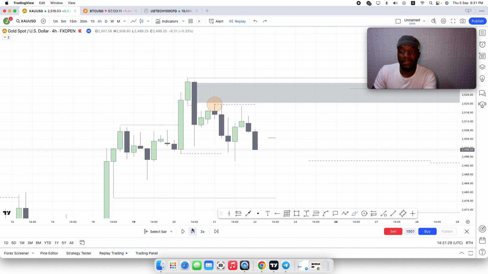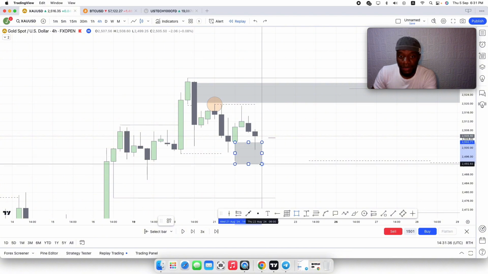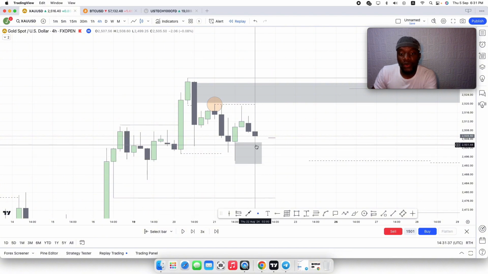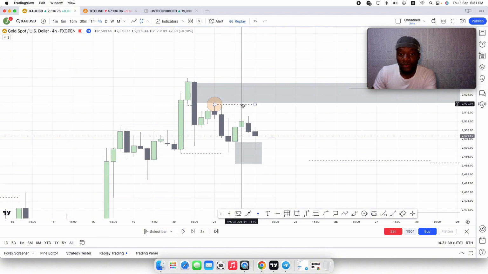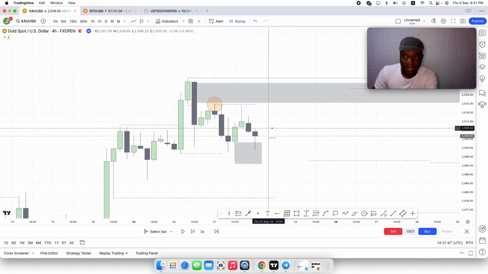You see how the market respected that high and came down and tried to lure us to enter for a buy here. There is no way we are going to take this buy if this high was not taken out. Why? Because if we take this buy, definitely we're going to be stopped out because this high was not taken out.